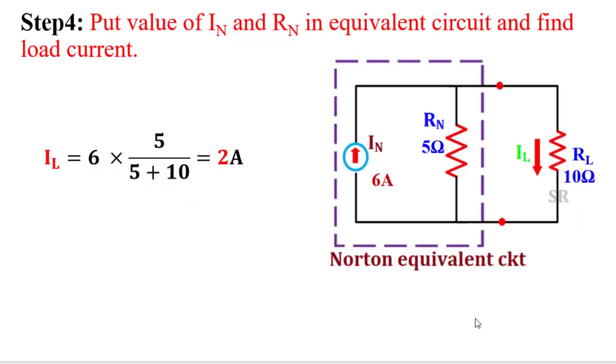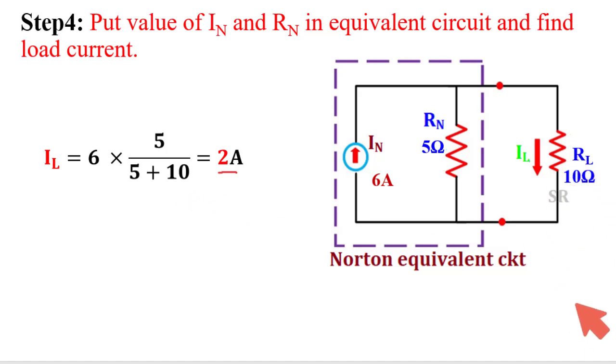Putting these values in the equivalent circuit, IN is 6 ampere, RN is 5 ohm. What will be the load current? Similarly, this current will be the opposite path resistance 5 divided by 5 plus 10, multiplied by the main current. Ultimately the result is 2 ampere. So the load current is 2 ampere.